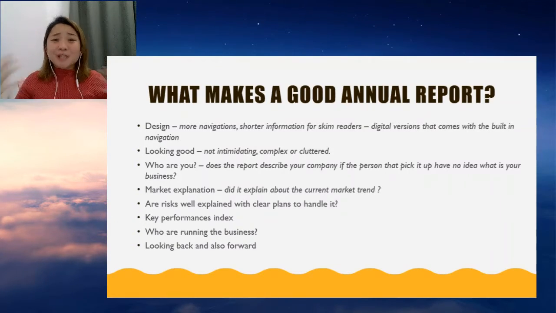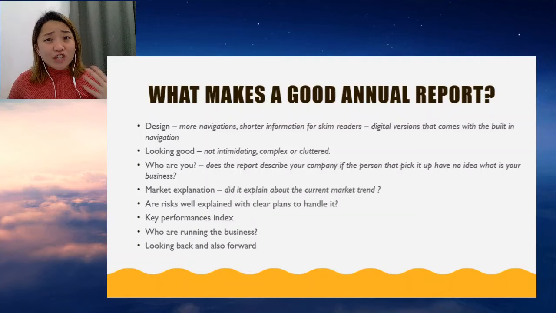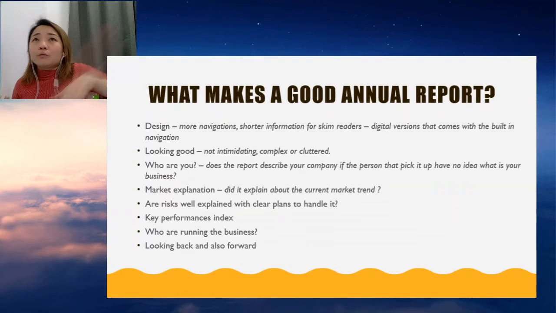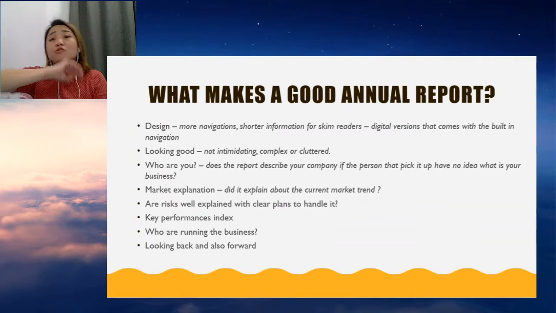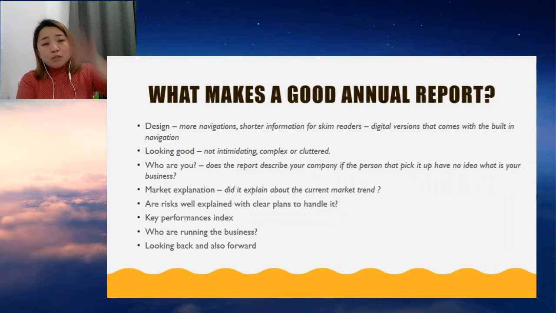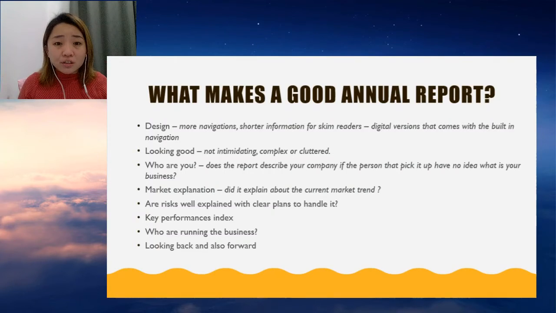Besides that, what makes a good annual report is obviously the design. It has a lot of navigation. That means, are you able to go to the page that you want easily, especially for the digital version? Is it built in with navigation, or if I want to go to page 5, do I have to scroll all the way from page 1 to 4 before I get to page 5? Or is it very user friendly, where I can just skip directly to that page? Is it easy for me to navigate? Even if it is a hard copy, is it easy for me to get from one section to the other section? So how are they designed? How's the color? How do you find the space? Does it look very complex? Does it look very intimidating?